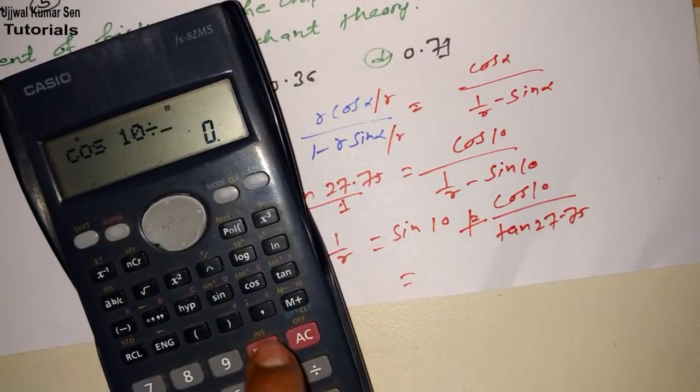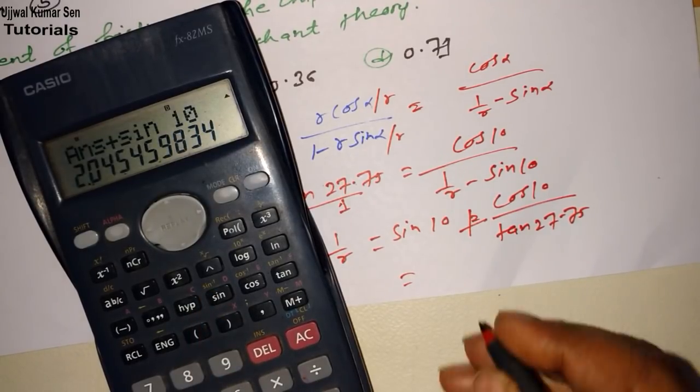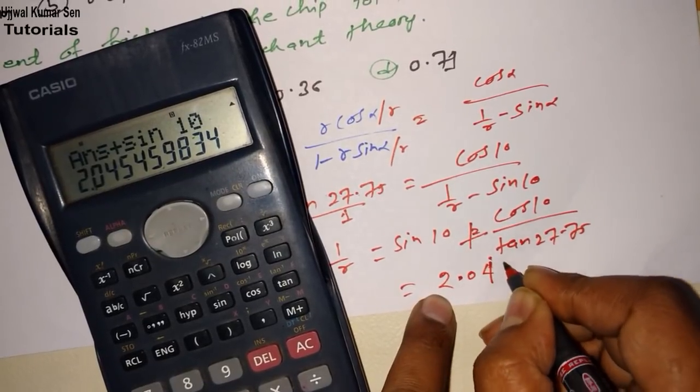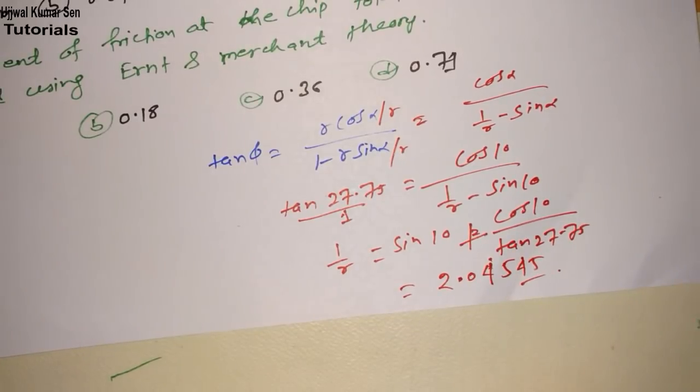Cos 10 divided by 10 27.75 is equal to this much plus sin 10 is equal to this. So what we got here, 2.04. Always get up to 4 decimal values. I am taking 5 to get the most accurate answer.